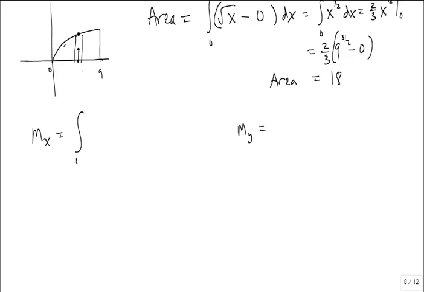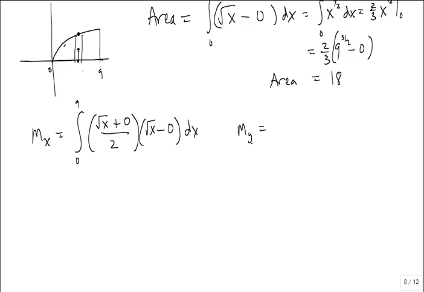So our bounds are still 0 to 9, and what we want is the top function, which was square root of x, plus the bottom function, which was just 0, divided by 2. And then we need to multiply this by the height of this slice, which is the top function minus the bottom function, times the thickness of that slice, which is our dx. So there's our area right there, times our directed distance away from the x-axis. So this is the integral formula that we want to use.